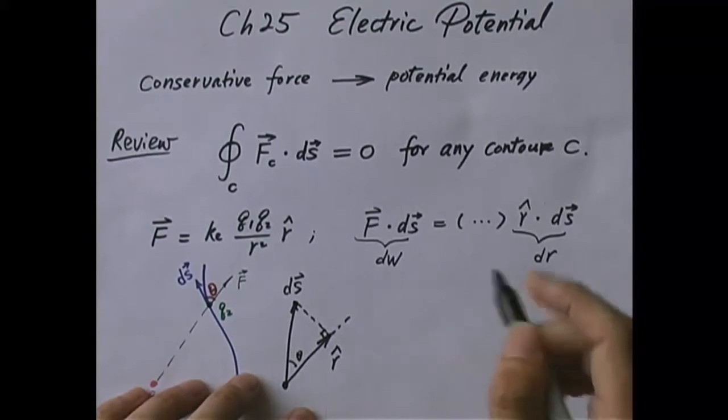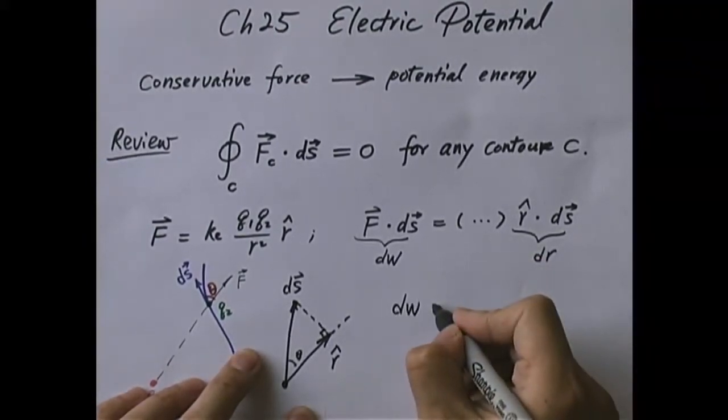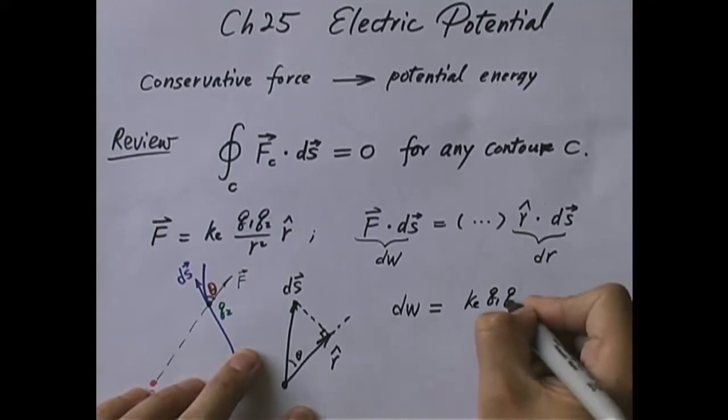So with that, let's find the integral of dW. Let's calculate. That's k, and then q1, q2, these are just constants.